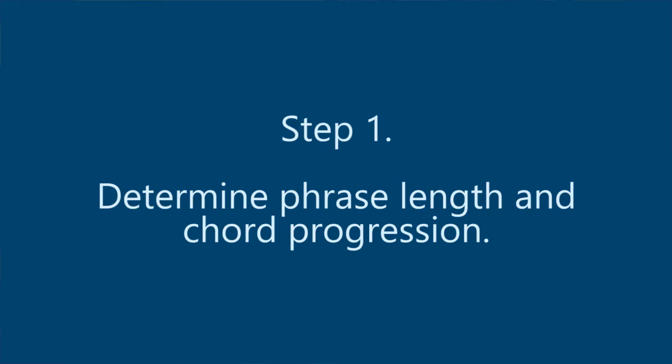So let's say you want to write a polyphonic song for the theater. What do you do? So here are the steps that I've come up with. First thing is that you're going to come up with a phrase length and a chord progression that you're going to write all of your different melodies to. 8 bars or 16 bars tends to work really well, as those are pretty common phrase lengths.